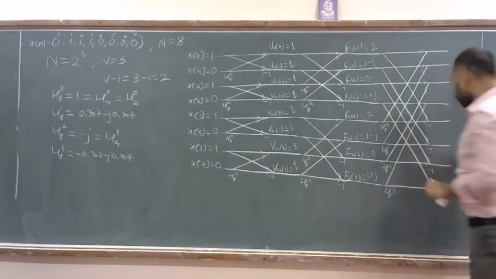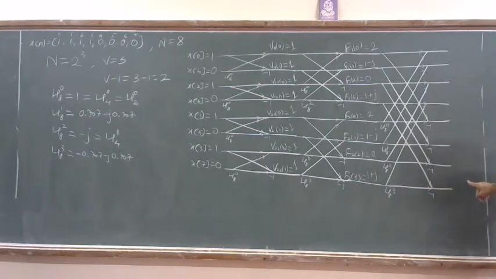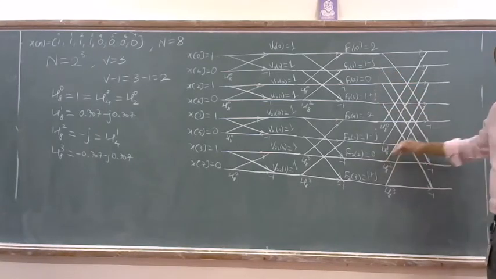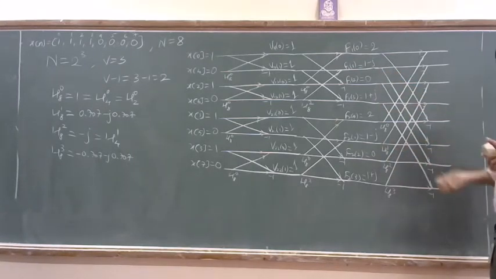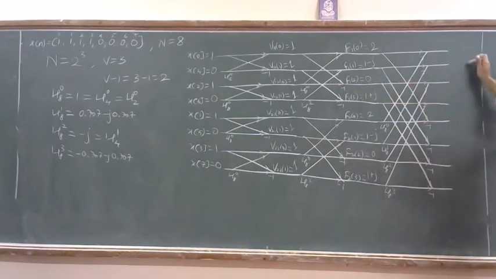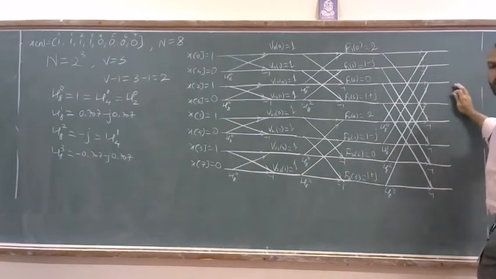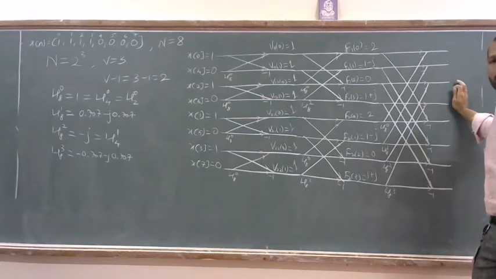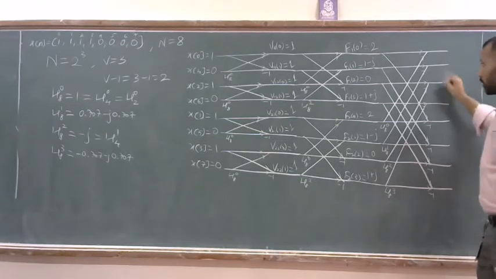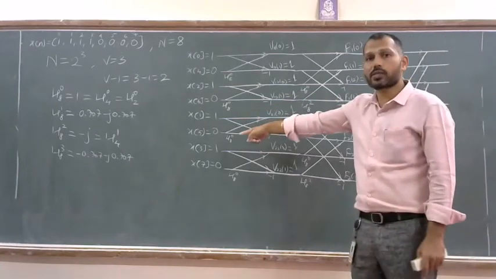Now, what has to be the output here? What should be the output? Input to this stage is two 4-point DFTs. So, output should be one 8-point DFT, which we are calculating. And that 8-point DFT, will it be in the bit reversed order or natural order? Will the output here be in the bit reversed form or natural order? It should be in the natural order because input was in the bit reversed form.